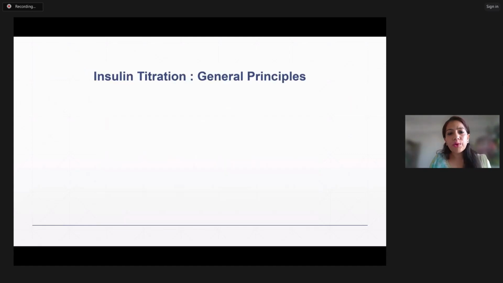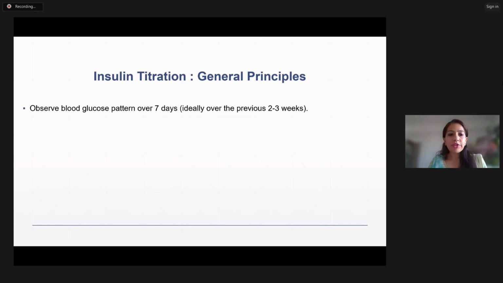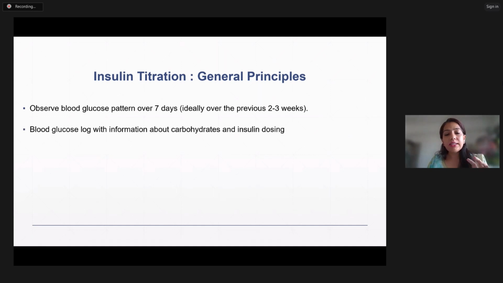Now, I would want to talk about insulin titration, because now we have understood the basics of insulin types and the need for the control. So let's look at some general principles. It is best to observe this blood glucose pattern over a period of 7 days, and ideally over a period of 2 to 3 weeks. It is very important that we get a blood glucose log which has information about carbohydrates and insulin dosing.